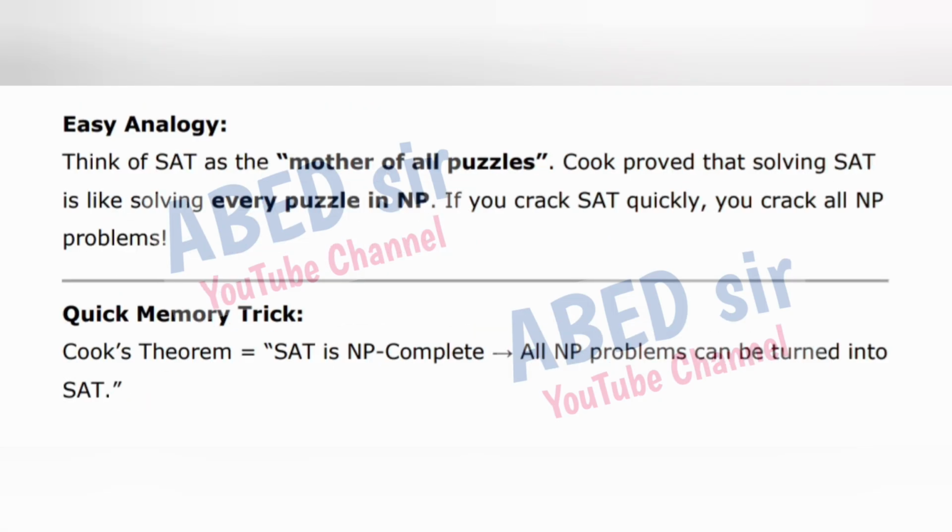Easy analogy. Think of SAT as the mother of all puzzles. Cook proved that solving SAT is like solving every puzzle in NP. If you crack SAT quickly, you crack all NP problems. Quick memory trick. Cook's theorem equals SAT is NP-complete. All NP problems can be turned into SAT.